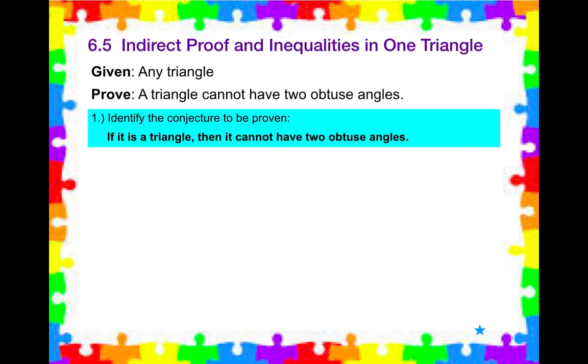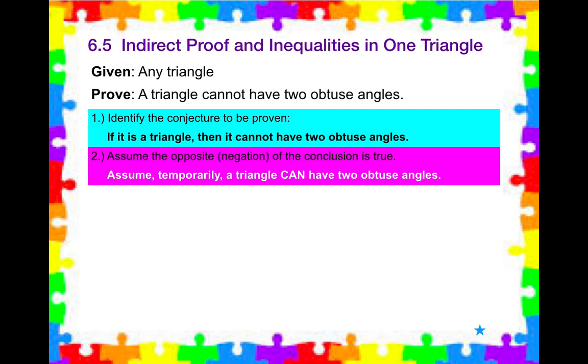So the first thing we do is identify the conjecture to be proven. If it is a triangle, then it cannot have two obtuse angles. What we're going to do with the second one, and this is the different part, is that we're going to assume the opposite conclusion is true. Assume temporarily that if we have a triangle, then it can have two obtuse angles.